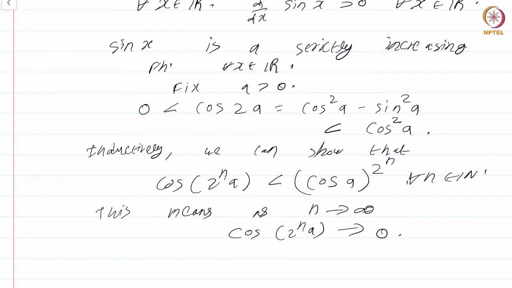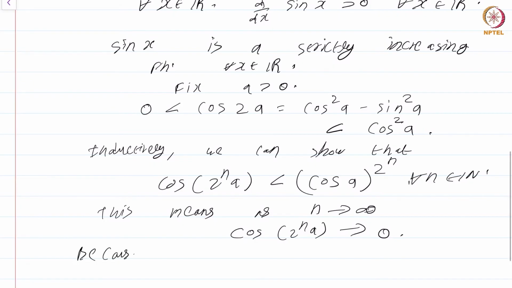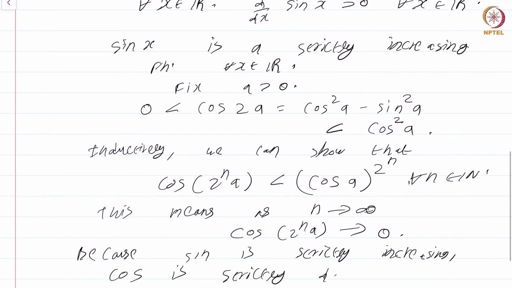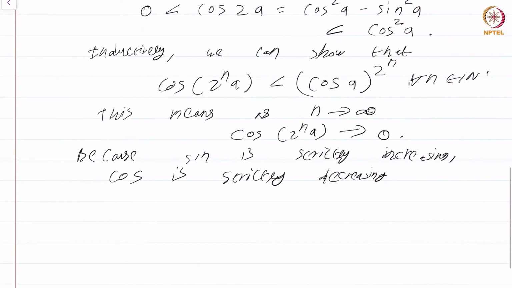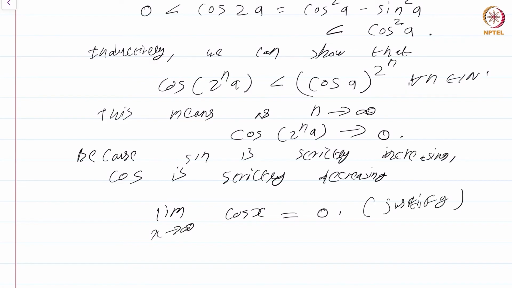Okay, now because sin is strictly increasing, cos is strictly decreasing, we can use the fact that cos 2 power n a goes to 0 to conclude that limit x going to infinity of cos x itself is equal to 0. Okay, justify. This is fairly easy because the key step is the fact that cos is strictly decreasing.